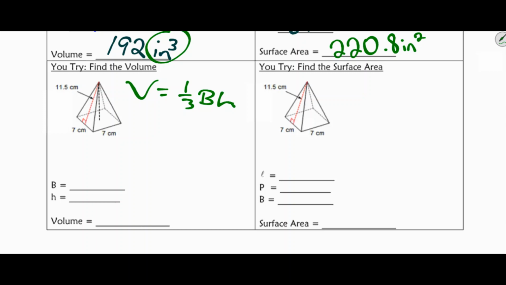Okay, we need this dotted line in the middle. We don't have that. We have the slant line. We have this sloped line here, and we have the bottom of that triangle. This right triangle, we don't know the height yet. We know that the sloped line is 11.5.